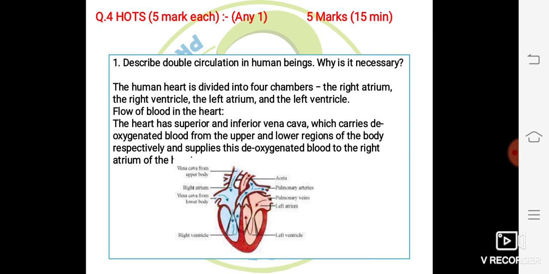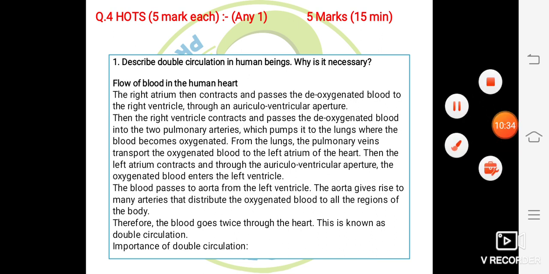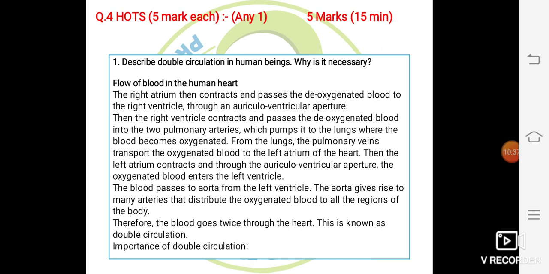Firstly, you will write the parts of the heart, a human heart. So you'll write the parts, and then you will write how the blood is circulated. So with parts you will have the diagram. Then how is the blood circulated, you will write the entire flow of blood in the human heart. So it goes from the right atrium to the right ventricle, then how the pressure is exerted on the left ventricle, and how the blood is passed through the heart, and why is it called double circulation.